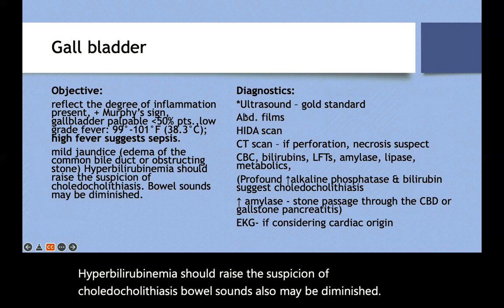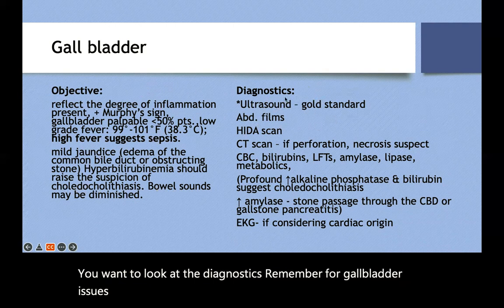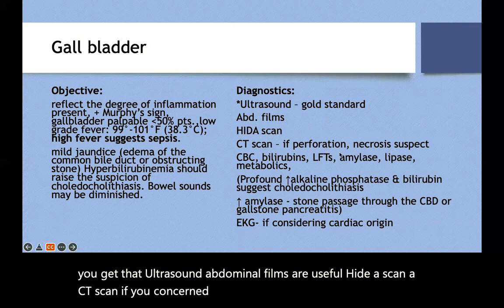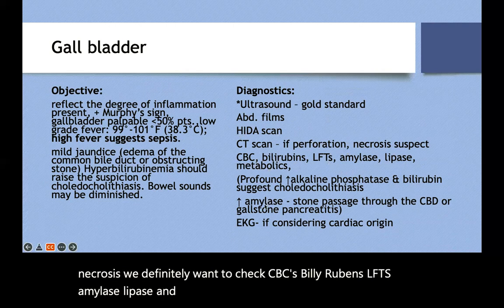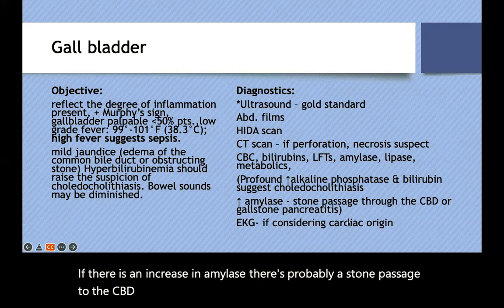You want to look at the diagnostics. Remember, for gallbladder issues, ultrasound is the gold standard of diagnosis. So make sure you get that ultrasound. Abdominal films are useful, a HIDA scan, a CT scan if you are concerned there's a perforation, or if you suspect necrosis. We definitely want to check CBCs, bilirubins, LFTs, amylase, lipase, and metabolics. If there's an increase in amylase, there's probably a stone passage to the CBD or gallstone pancreatitis.